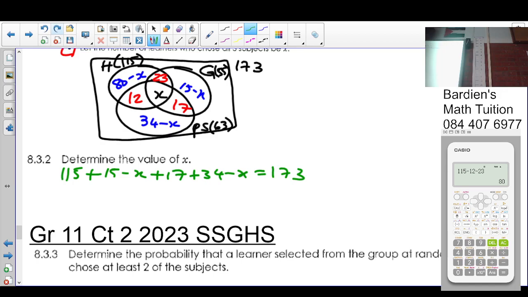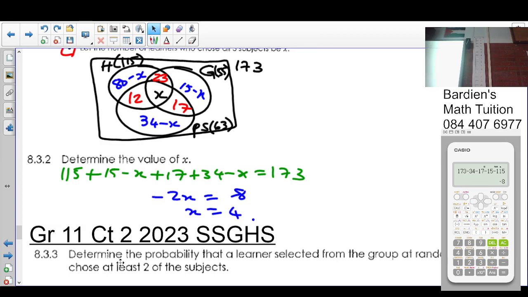So we're going to have 173 minus 34 minus 17 minus 15 minus 115, which gives us negative 8. So negative 2x is equal to negative 8, so x is equal to 4. Okay.